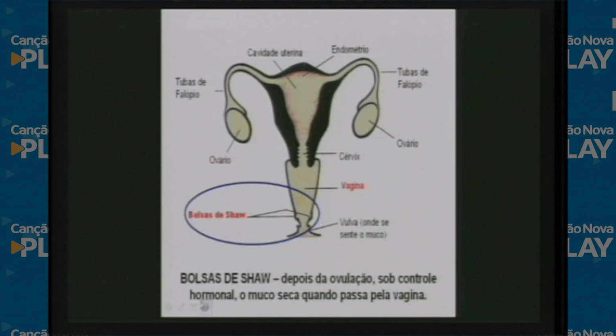So as soon as the woman reaches her peak, the progesterone is having an influence on the pockets of Shaw. So she's saying, I don't have any slipperiness, it's all gone. And so she can recognize her peak when the slipperiness has disappeared, because we know that the progesterone is beginning.